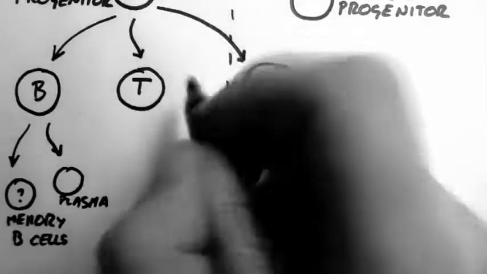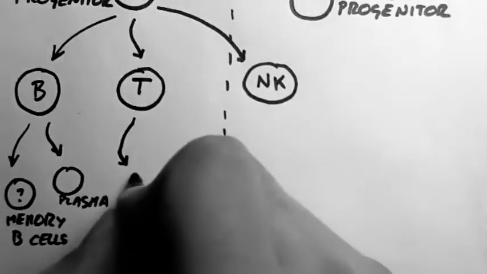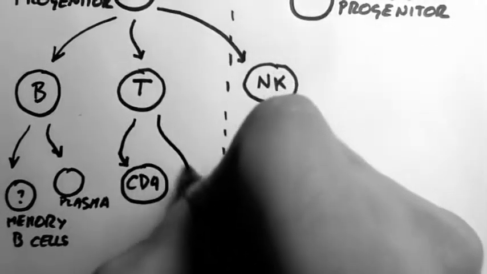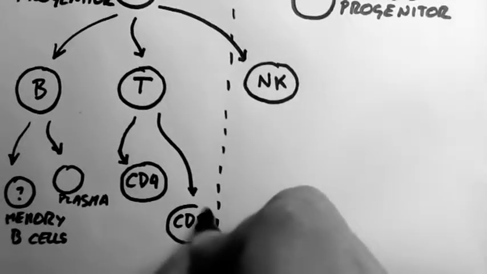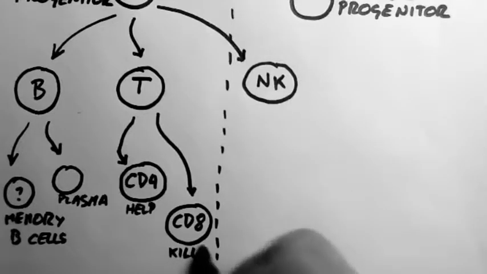The T cell can differentiate into two different types of T cell, a CD4 and one called CD8. These just refer to proteins that they express on their surface. CD4 is also known as a helper T cell, and the CD8 is often known as a killer T cell.